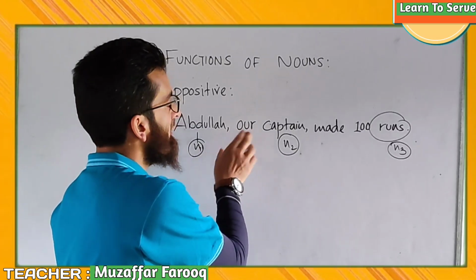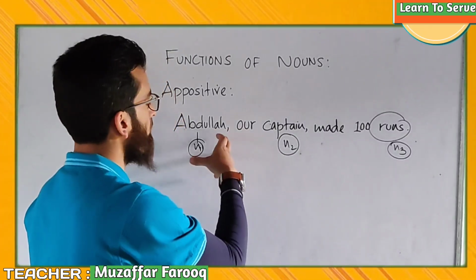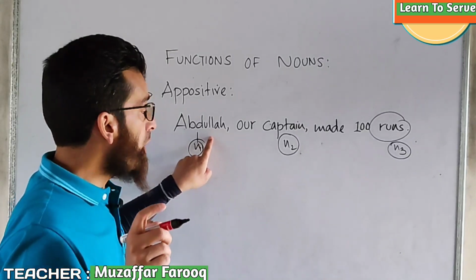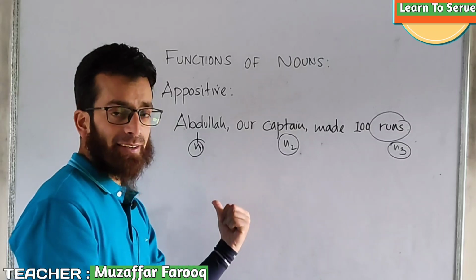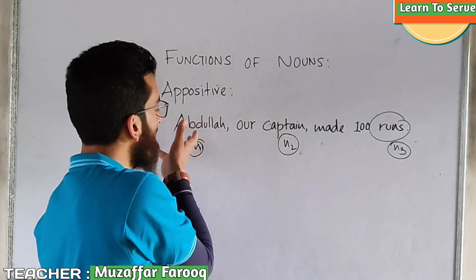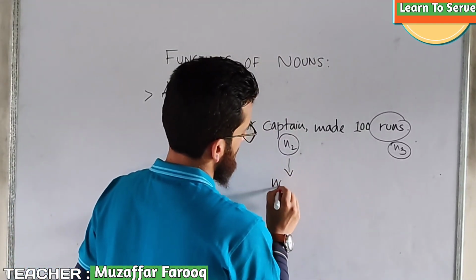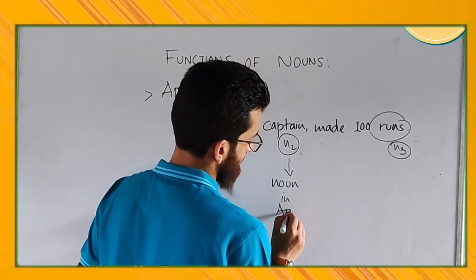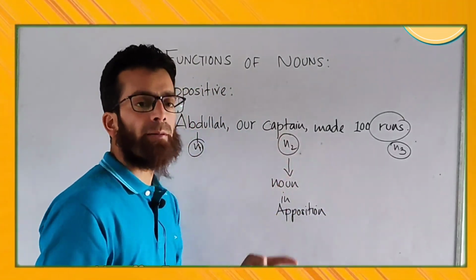So Abdullah, this is an attribute. This is a definition of Abdullah. So this noun follows this. When a noun follows another noun and it defines its predecessor, the noun that comes before it, that noun which follows is said to be a noun in apposition. Or simply you can call this appositive.